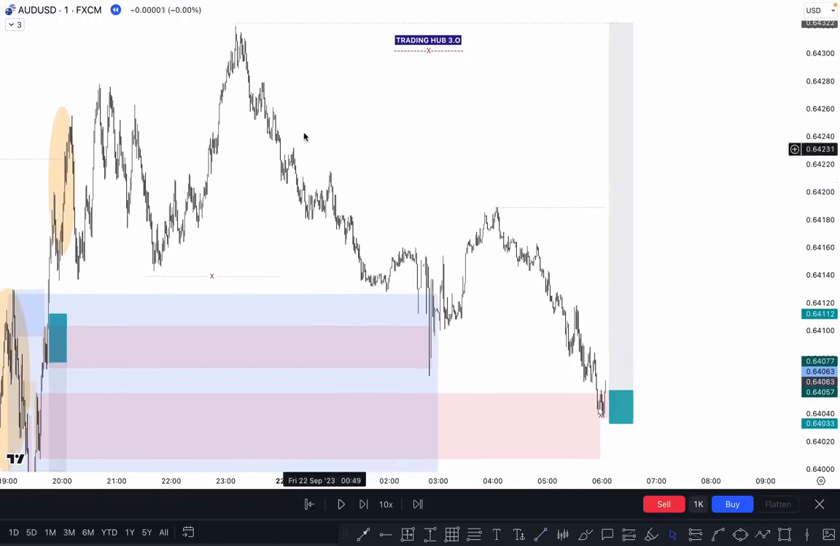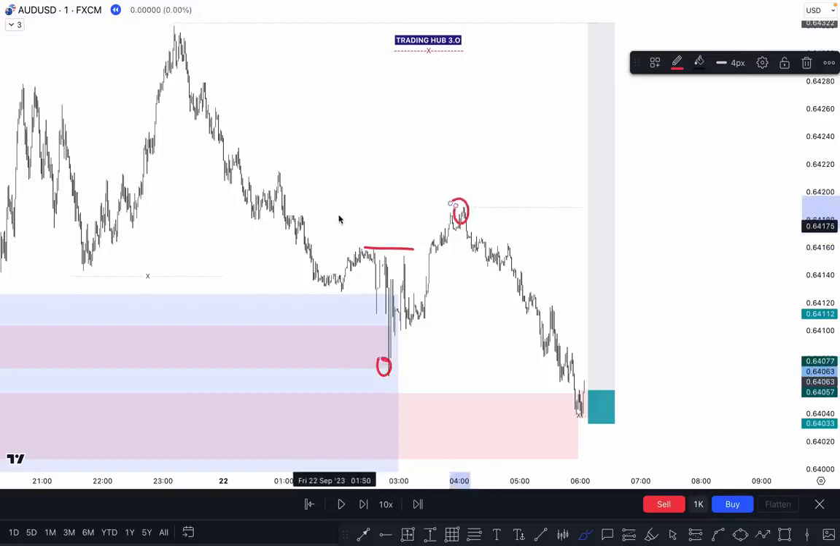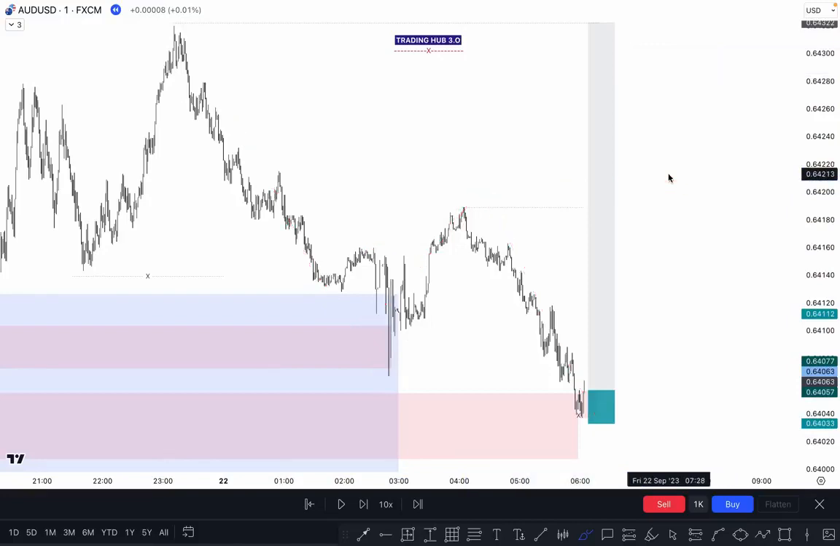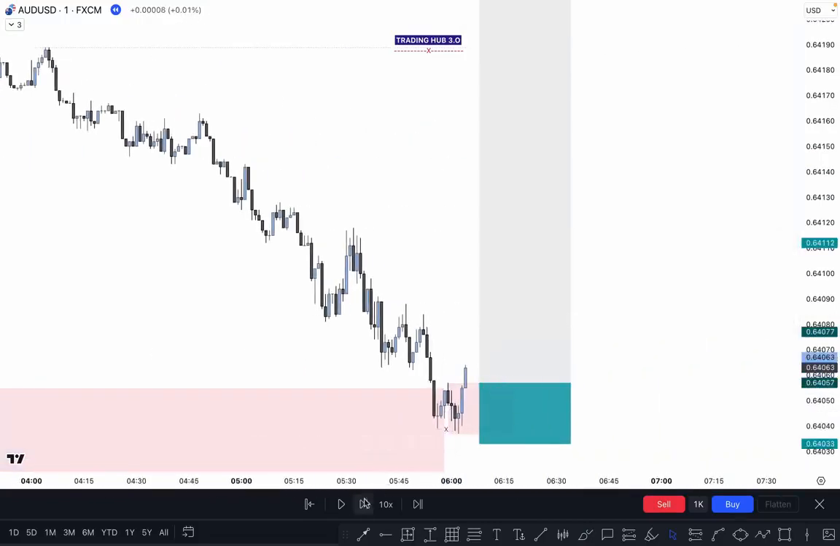Why is this internal? Because you can see this one is a larger pullback in a higher time frame. If you look at the 15-minute time frame, then you can understand this one is our internal structure. This one is inducement taken out, lower lows, lower high, something like this. Okay, so this point becomes our internal target. But the main target is here, right? So let's see what happened next after this one.